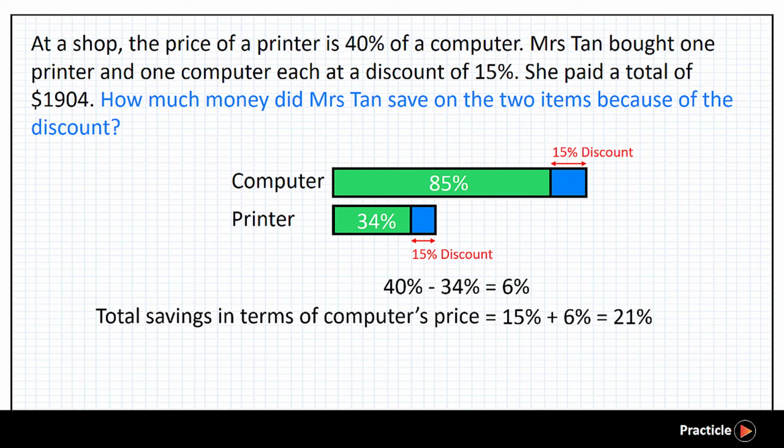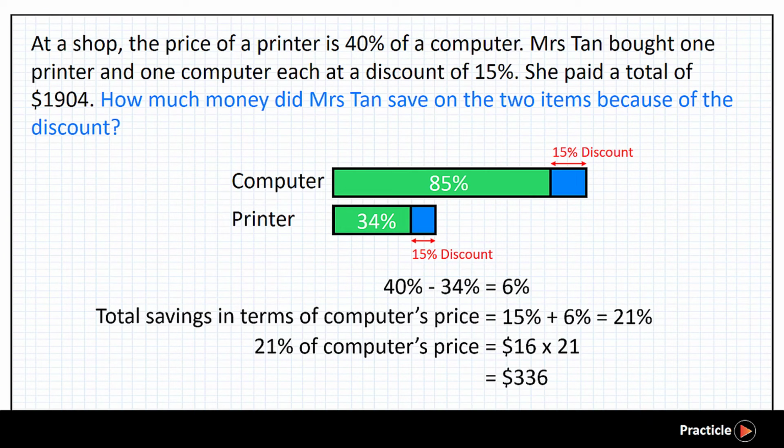15% plus 6% gives us 21%. And since we know that 1% of the computer's price is $16, to find how much 21% of the computer's price is, we simply take $16 times 21. And this gives us an answer of $336. And that's the total amount that Mrs. Tan saved on the two items.